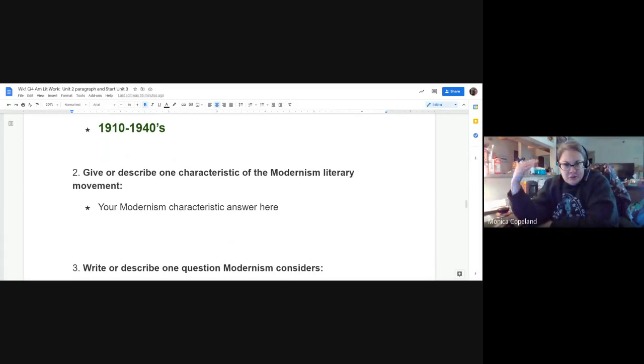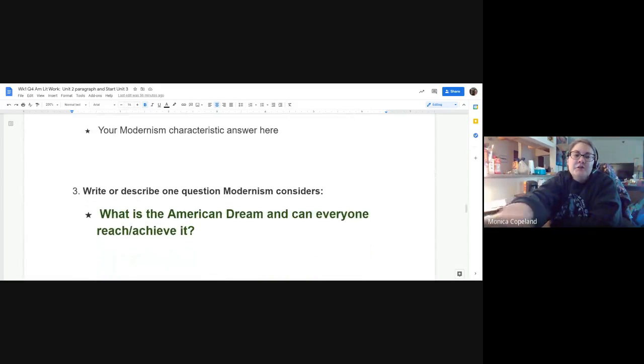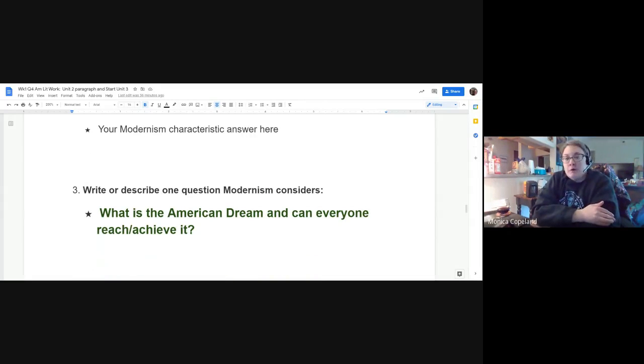Then I'm going to give you several characteristics of the modernism literary movement. You're going to pick at least one. So give or describe one characteristic of the modernism literary movement. What do they believe? What is their writing like? That kind of thing. Then you're going to write or describe one question that modernism considers. And one of the main questions that modernism considers is, what is the American dream? And can everyone achieve it?